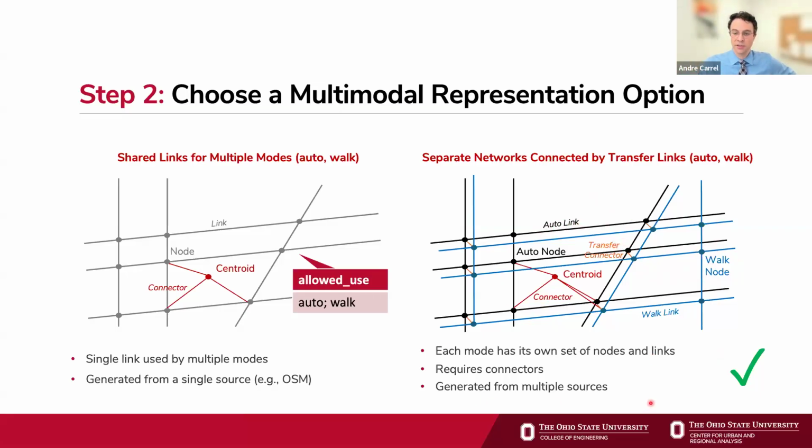And so each mode here has its own set of links and nodes. This requires the generation of additional connectors, but I'd say it is more natural to work with this representation if we have our data from multiple different sources. And given that we were pulling together data from many different sources, this is the representation that we chose. And we'll talk a little bit more specifically about the connectors and transfer links here.